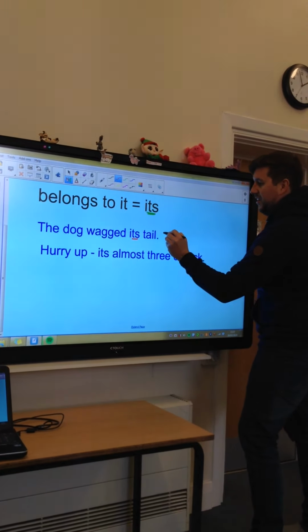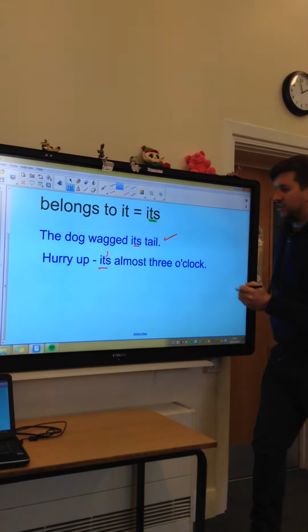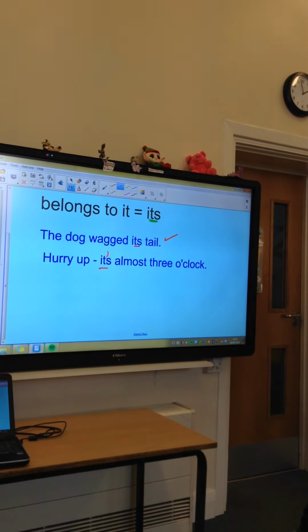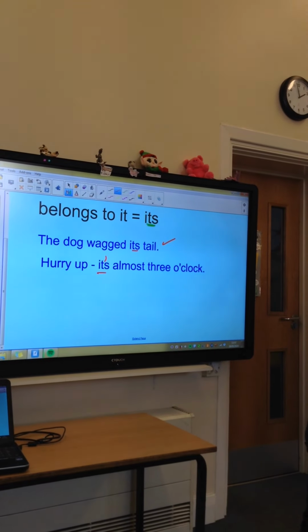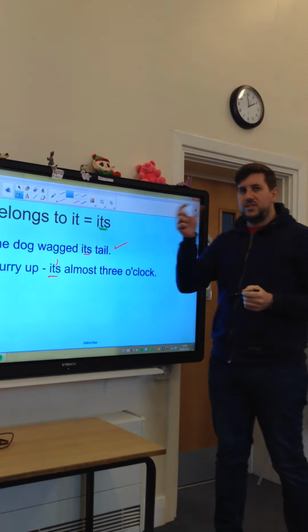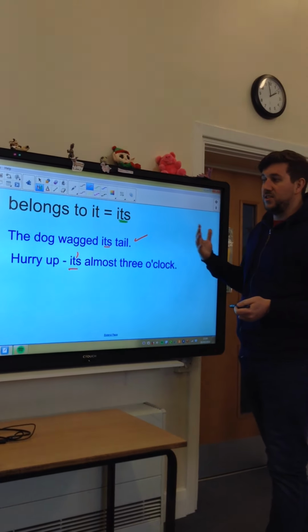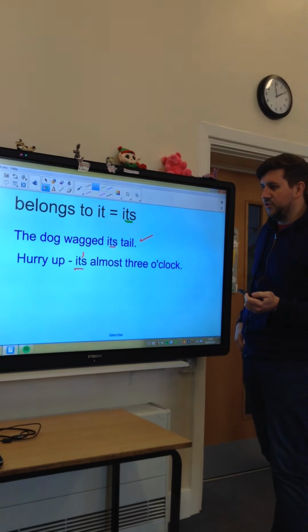However, hurry up, it's almost 3 o'clock. This it's here is not showing that it belongs to someone. It's omission or it's contraction to show that it's shortened from it is almost 3 o'clock. And therefore, because it's contraction, we use it is, and we have an apostrophe. So one thing that will come up in the next quiz will be sentences that use it's. So you'll need to be thinking really carefully which way do they go round. Do you need an apostrophe or not?